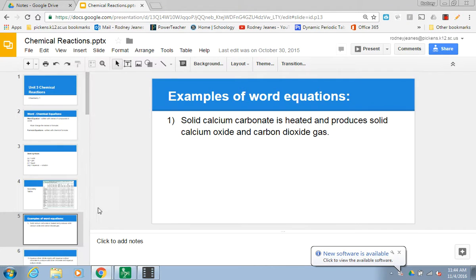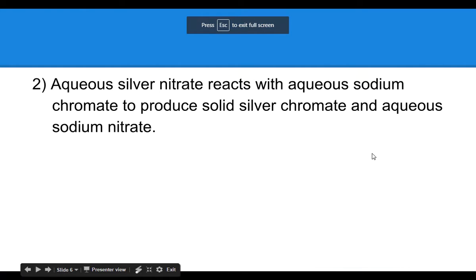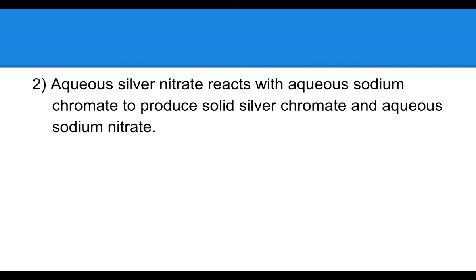So now let's go to our second example. And you'll want to pause the video at this point as well. And you'll want to copy this example down in your notebook. Okay, after pausing the video, we're going to write the formulas for this one. It says aqueous silver nitrate reacts with aqueous sodium chromate to produce solid silver chromate and aqueous silver nitrate.